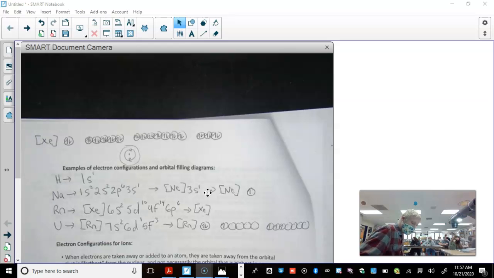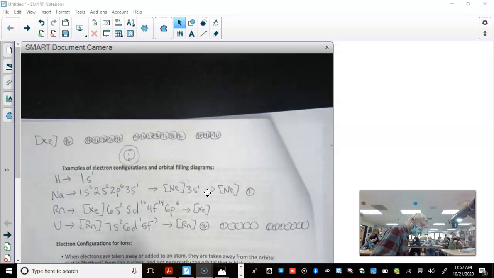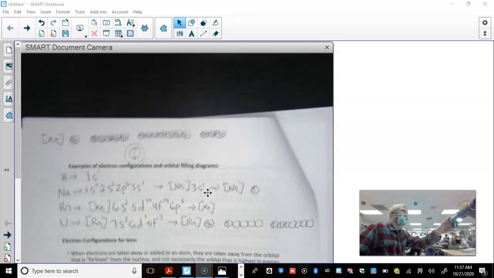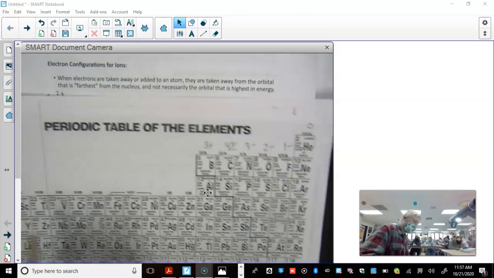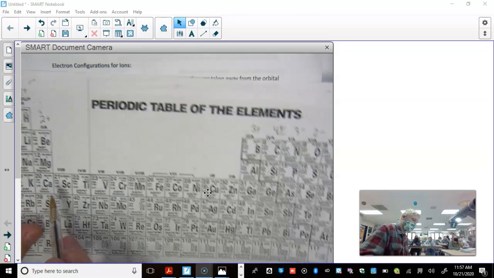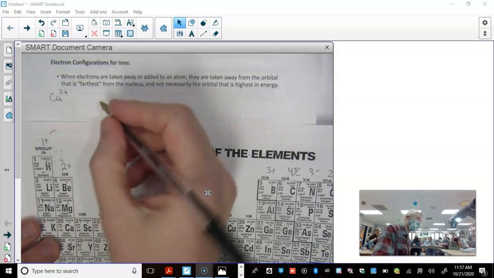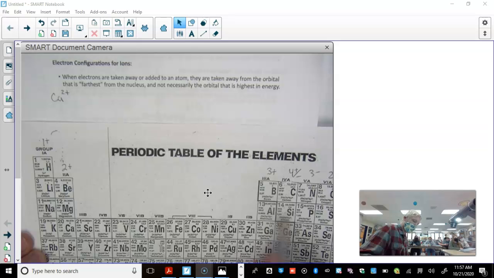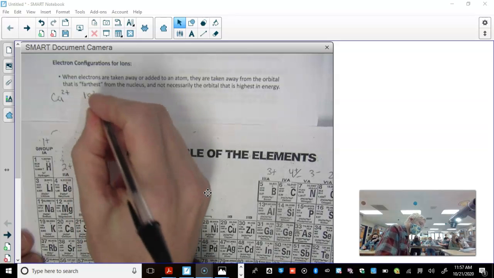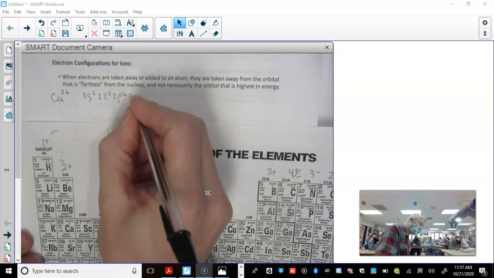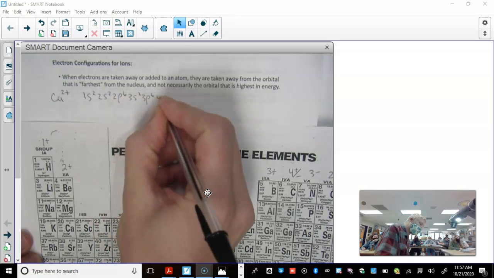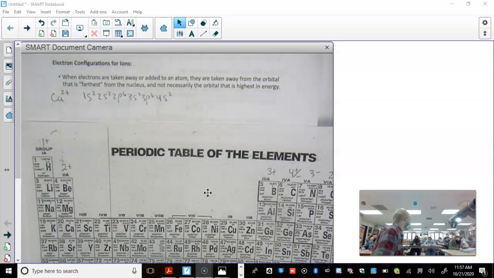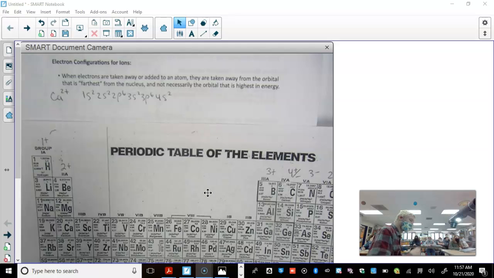So why don't we let's do calcium 2+. Start with a simple one. Calcium is number 20 on the periodic table, so let's just shorthand it up. Well, here, I'll just write it out so you can see what's going on. So we got 1s2, 2s2, 2p6, 3s2, 3p6, 4s2. So that's normal calcium. But we want to talk about calcium 2+.